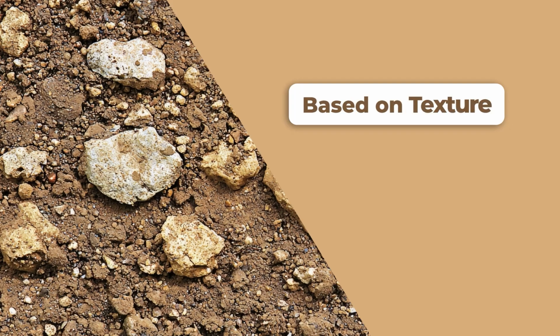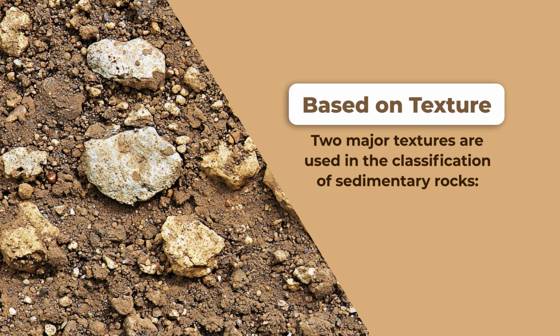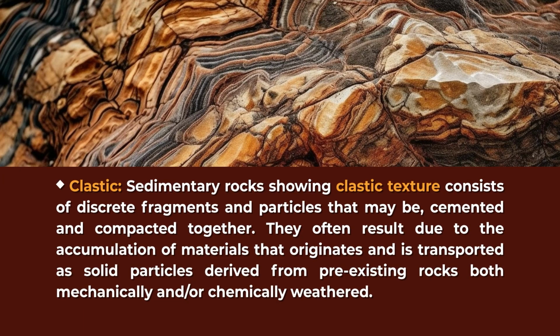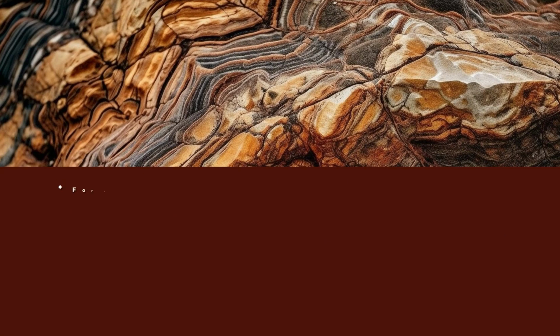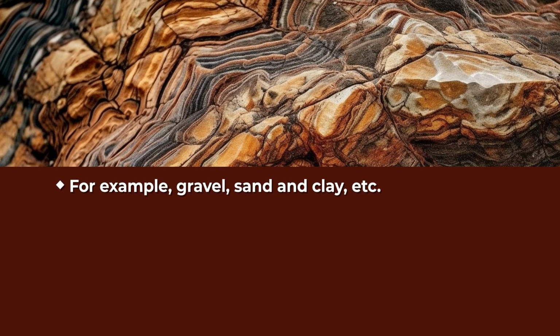Now let us discuss the classification of sedimentary rocks based on textures. Two major textures are used: clastic and non-clastic. Sedimentary rocks that show clastic texture consist of discrete fragments and particles that may be cemented and compacted together. They often result from the accumulation of materials that originate and are transported as solid particles derived from pre-existing rocks, both mechanically or chemically weathered. For example, gravels, sand and clay. These are the clastic sedimentary rocks.